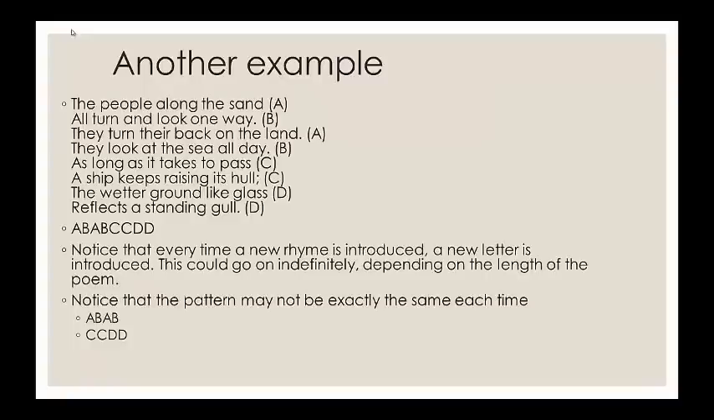Here's another example, and this is a longer stanza of a poem, and we're going to introduce having more than just two rhymes here. The people along the sand all turn and look one way. They turn their back on the land. They look at the sea all day. As long as it takes to pass, a ship keeps raising its hull. The wetter ground like glass reflects a standing gull. That rhyme scheme is ABAB, CCDD.